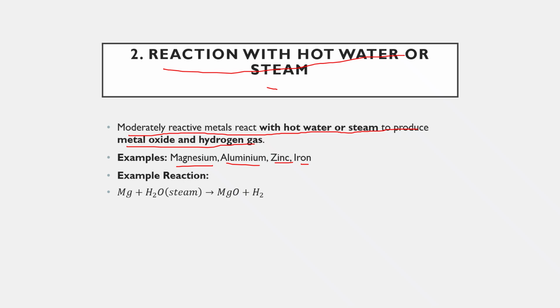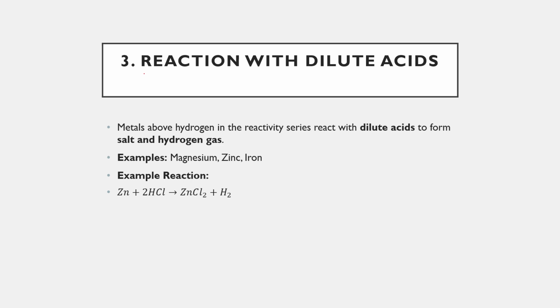These metals react with hot water, not with cold water. So that's why they are moderately reactive metals. An example reaction is magnesium. When it reacts with steam, it produces magnesium oxide and hydrogen gas. Next, students, reaction with dilute acid.